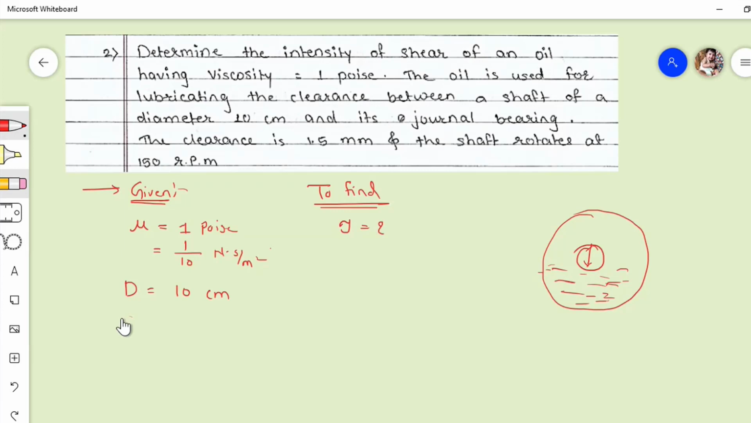So dy or y I can write is equal to 1.5 mm. This is the distance between the two surfaces where the oil is there. So also I have to convert this into meters. So 1.5 into 10 raised to minus 3 meter. The diameter is also 10 into 10 raised to minus 2 meter. Okay, now you have all the values. RPM is also given to us, which is 150 RPM.